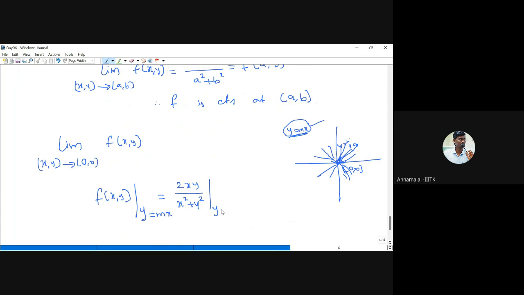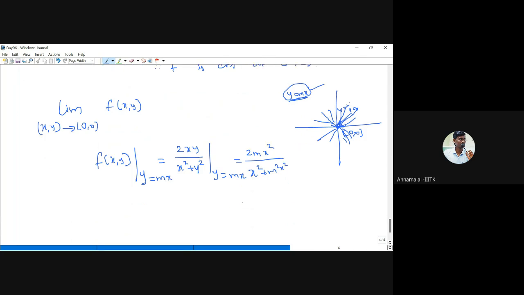If we consider this function on the line y equal to mx, we get 2m x square in the numerator. In the denominator, x square plus m square x square. So you can cancel x square. You'll get 2m by 1 plus m square. Therefore, you get 2m by m square plus 1. This is the value of the function along any line y equal to mx.